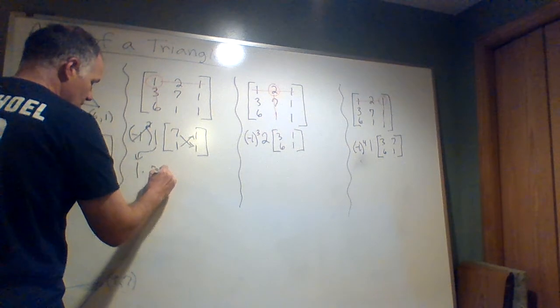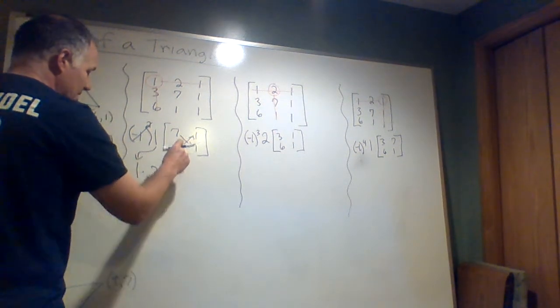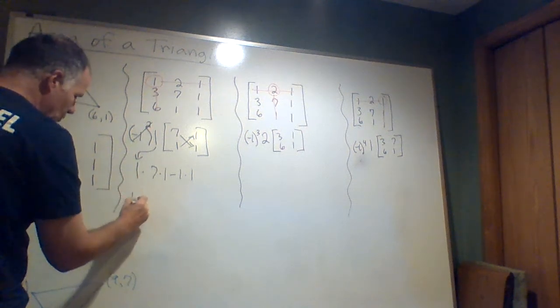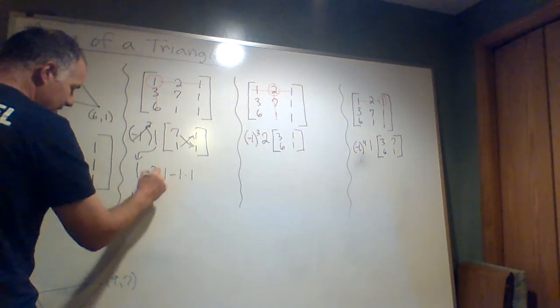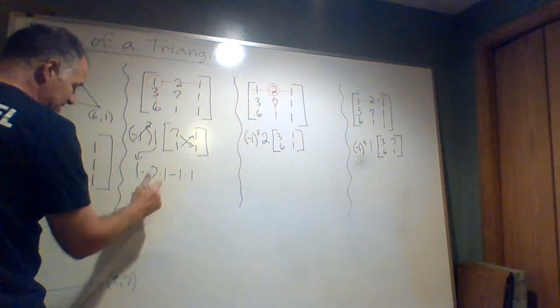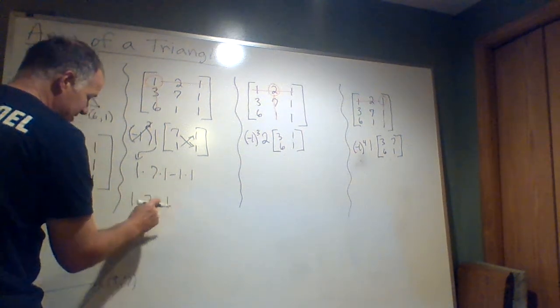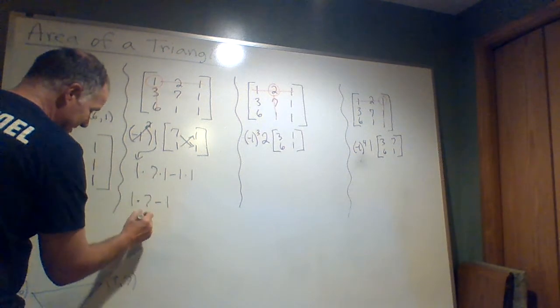7 times 1 minus 1 times 1. Okay, again, this 1 in front really doesn't do anything. I mean, I can save that for later. 7 times 1 is 7. 1 times 1 is 1. 7 minus 1 is 6.